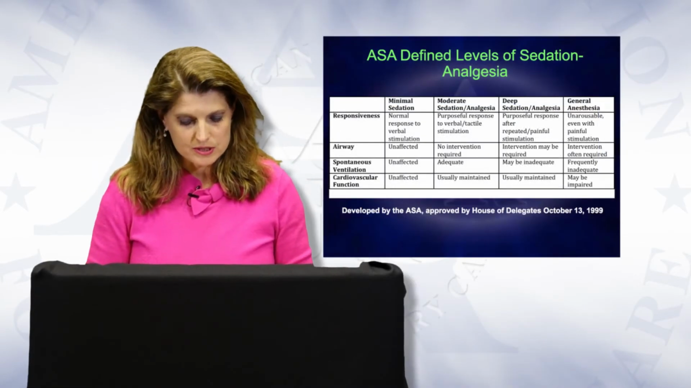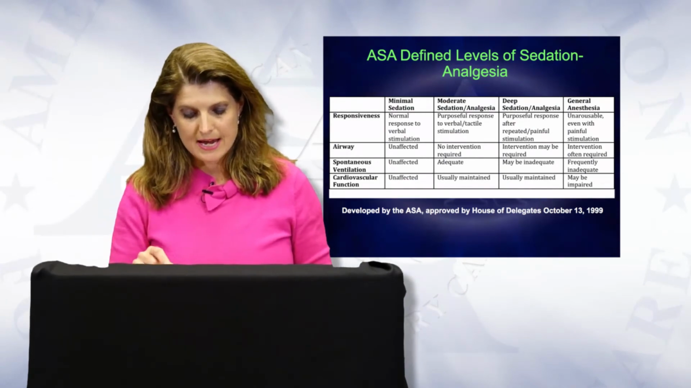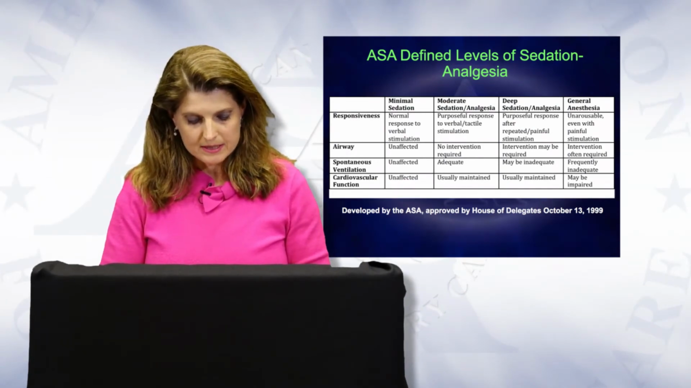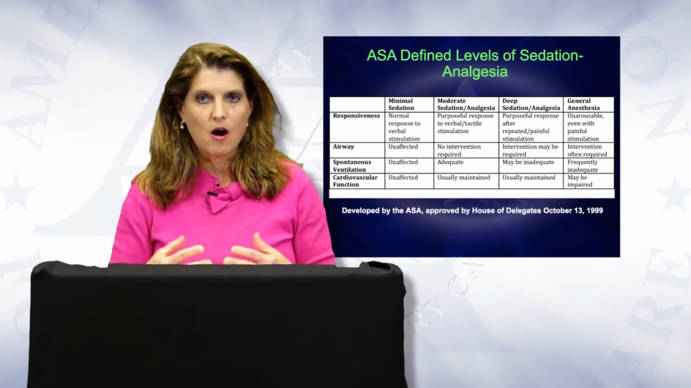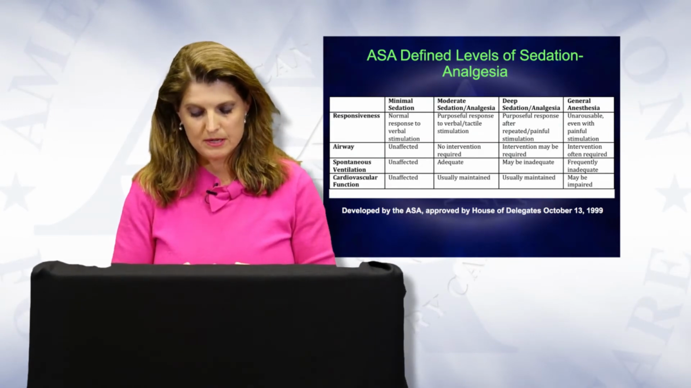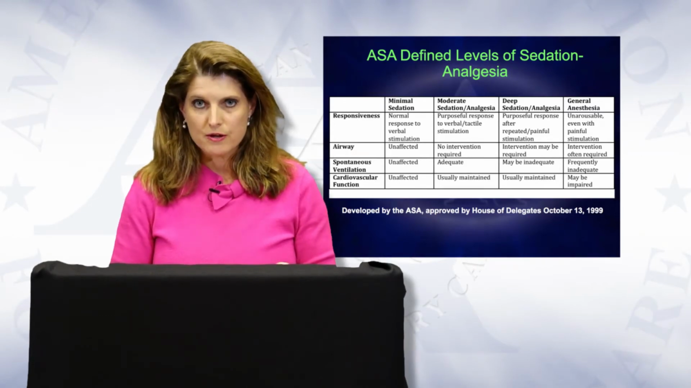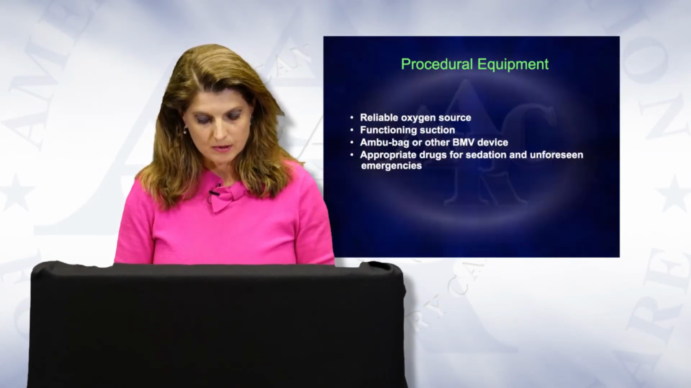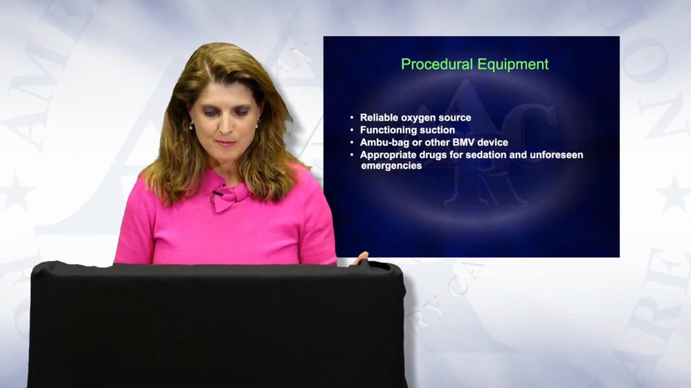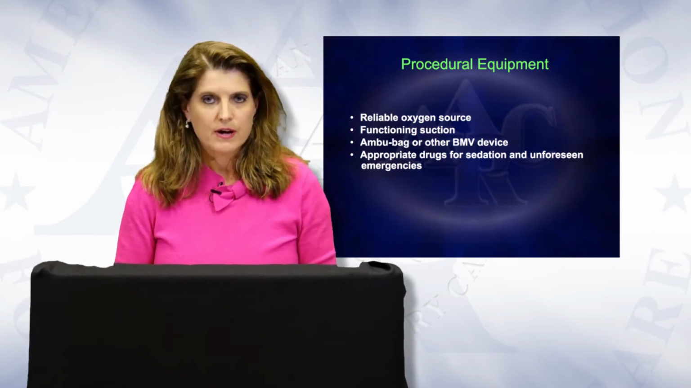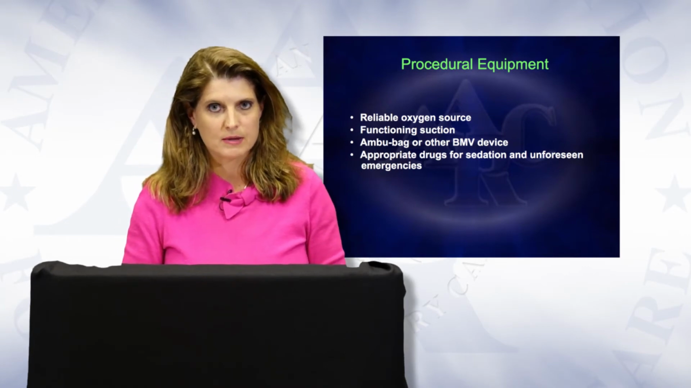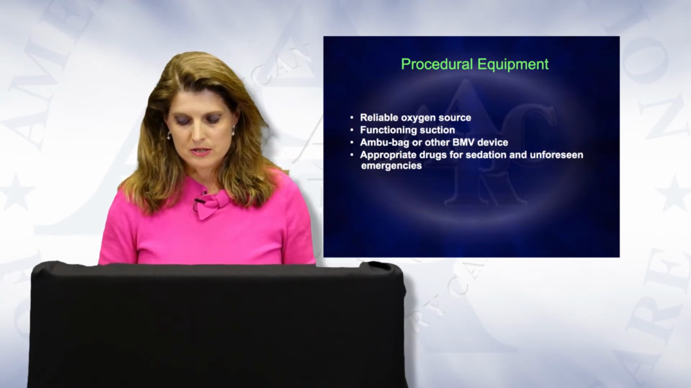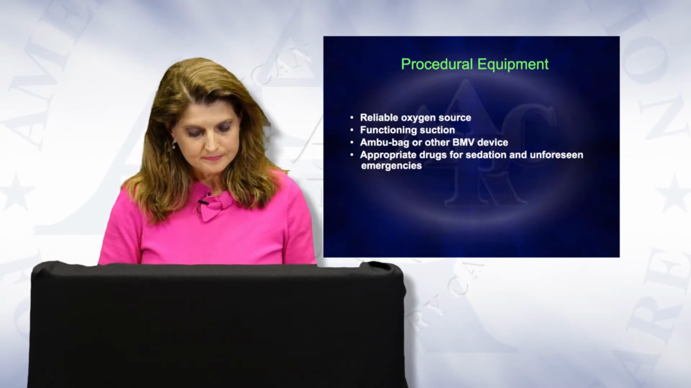Non-operating room procedural sedation should still adhere to the ASA standard equipment and monitoring guidelines. It is recommended that all of the people involved in administering sedation ensure the following items are readily available. Obviously, a reliable oxygen source, functioning suction. Many of us have been called to the CT scanner to intubate a patient, and there's no suction to be found anywhere, and if it is on the wall, it's not hooked up to anything.